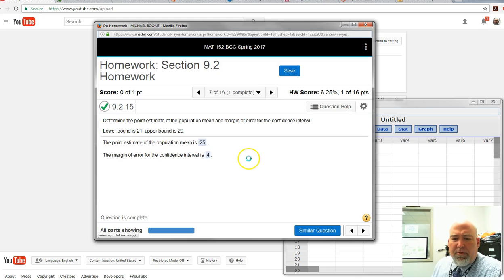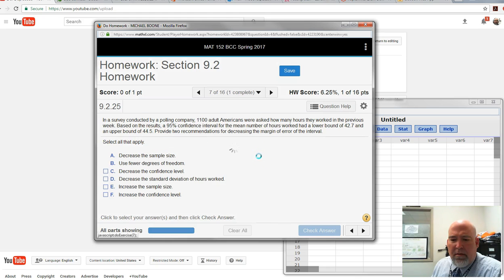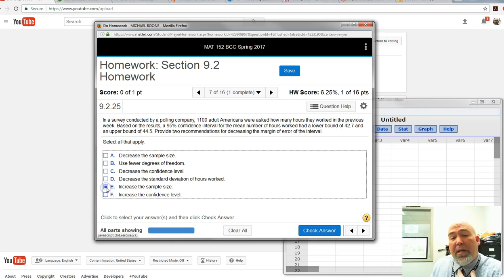And in number 7, it's talking about some ideas of what's happening. Recommendations for decreasing the margin of error. So if you want to have a better guess of your population parameter, in this case our population mean, what could be the things that would give us better answers? I don't think decreasing the sample size. Maybe increasing the sample size would do it, right? Because if I have more people, I'm going to get a better guess at the population mean.